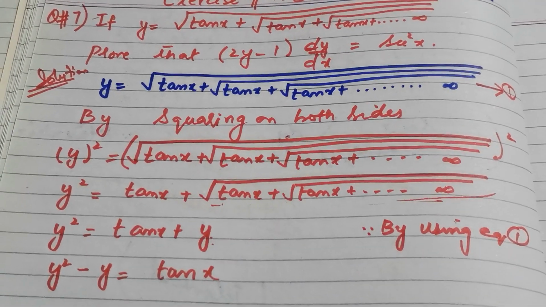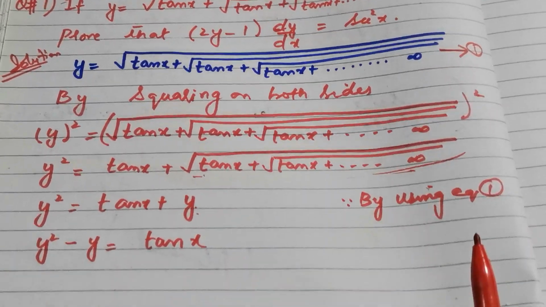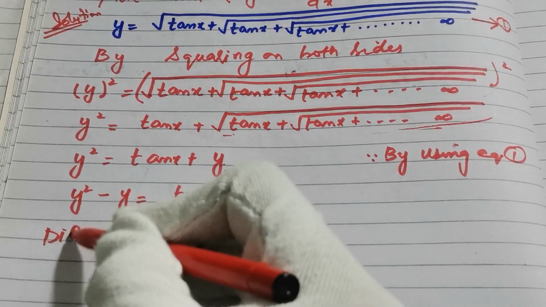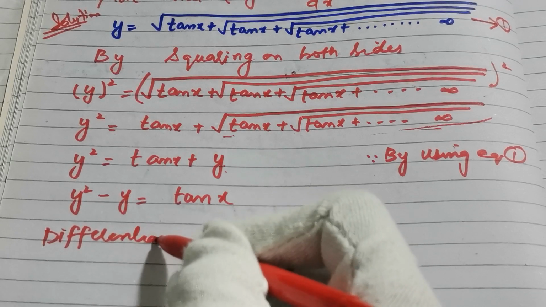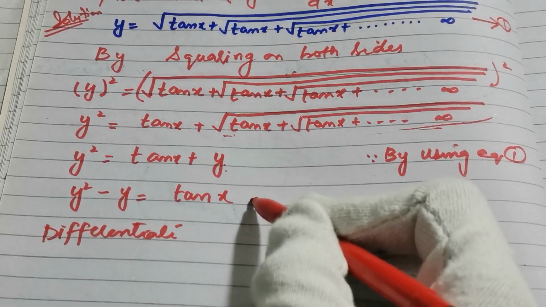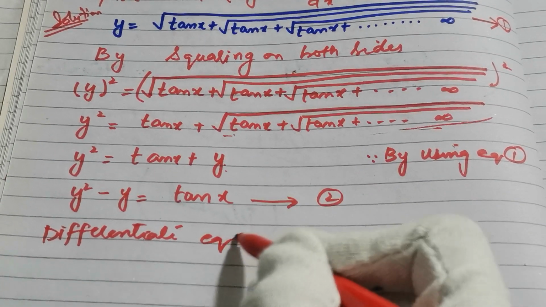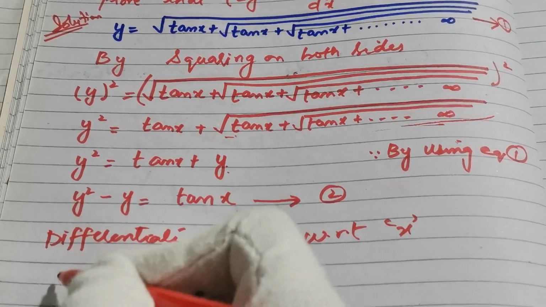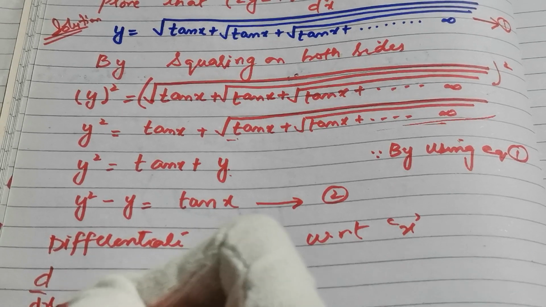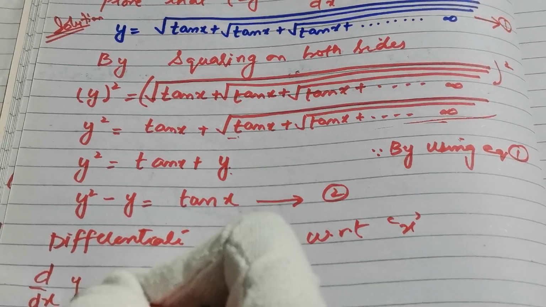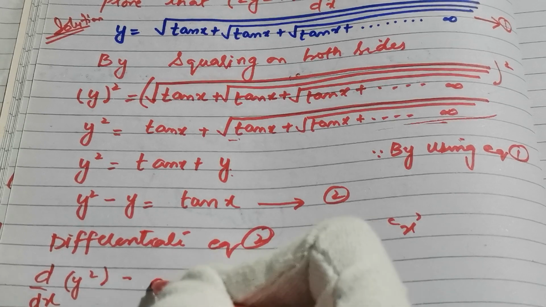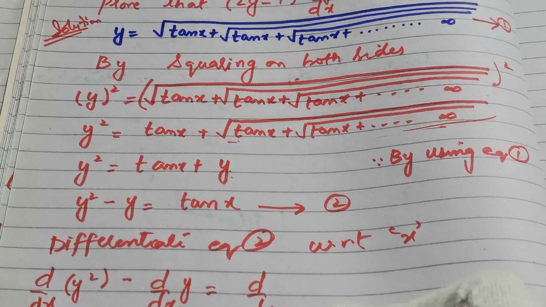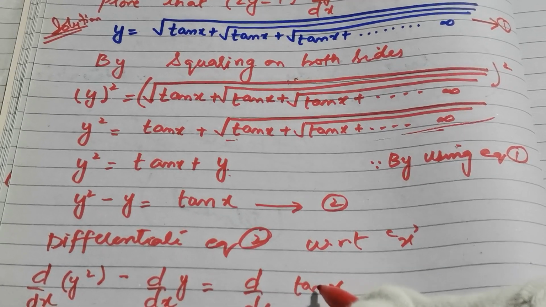Now we differentiate this, which we name as equation 2. Differentiate equation 2 with respect to x. d by dx of y square, minus d by dx of y, is equal to d by dx of tan x.